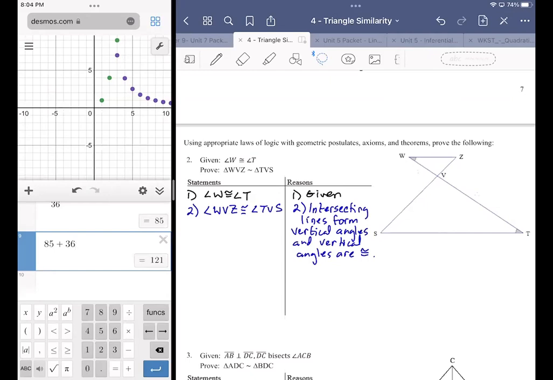So then I now have enough information, because I just basically said that this angle is congruent to this one. I now have enough information to say that two corresponding sets of angles between two triangles are congruent to one another. So therefore, triangle WVZ, sorry, is not congruent, but similar to triangle TVS, and that would be by the angle-angle axiom.